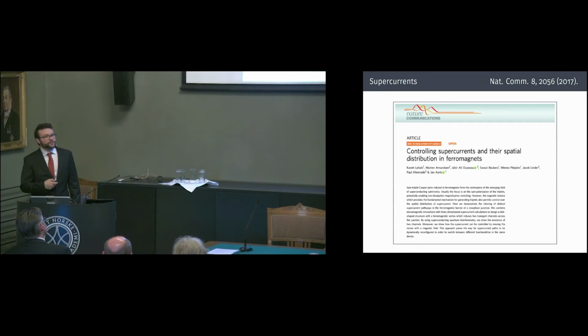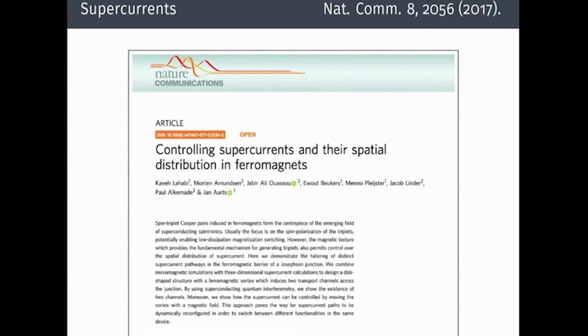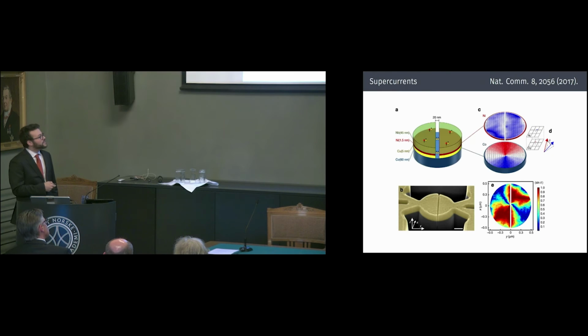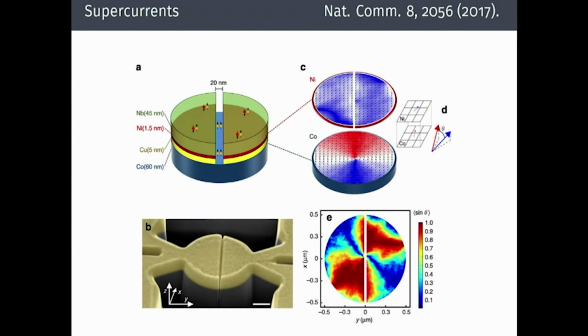So the next paper I will talk about was published in Nature Communications in 2017 and is called Controlling Supercurrents and Their Spatial Distribution in Ferromagnets. So this was experimental work done by collaborators at Leiden University in the Netherlands. And what they did in their lab was quite impressive. They made a disk of cobalt, which is a strong ferromagnet, and this disk geometry, here's a real picture of it, makes the magnetic field point around in a circle inside the magnet, a so-called vortex configuration.